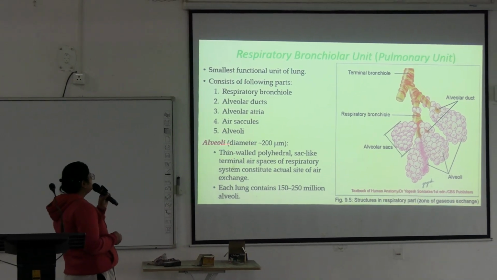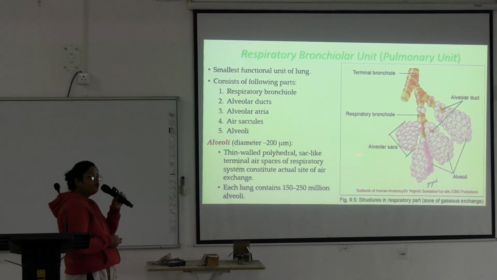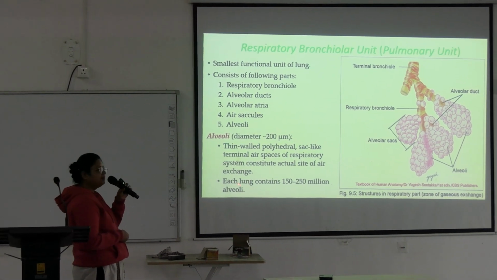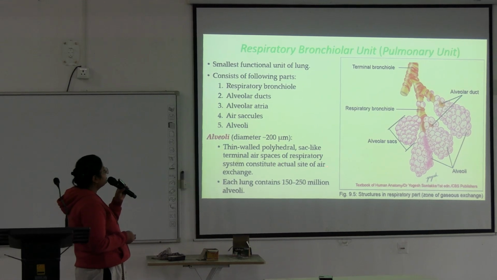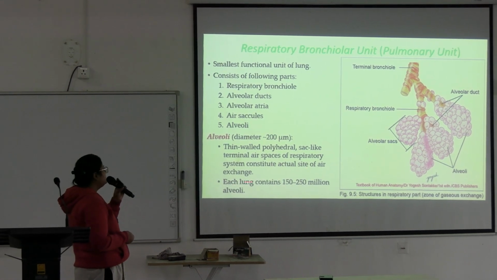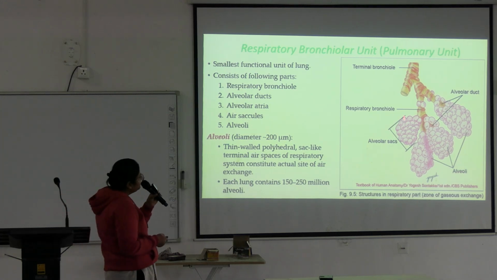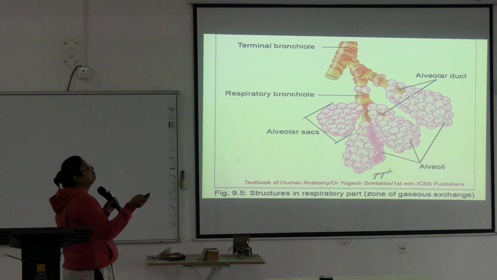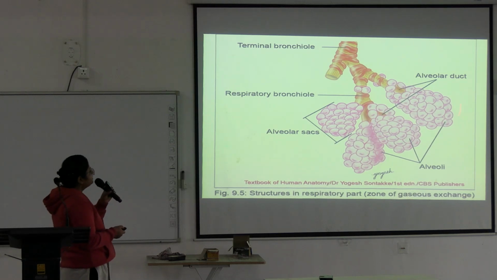Okay, so alveoli are thin-walled, polyhedral, sac-like terminal air spaces of the respiratory system that constitute the actual site of air exchange, and each lung contains about 150 to 250 million alveoli. Okay, so alveoli are lying like a bunch of grapes around the alveolar ducts. So these are the alveolar ducts going towards the alveoli.